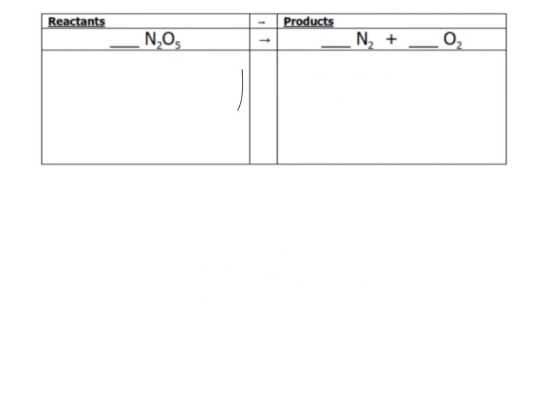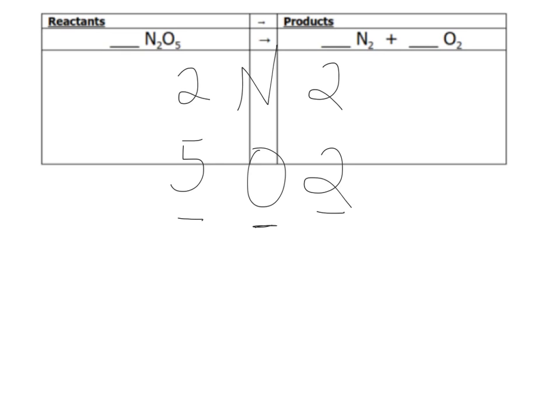In the next example, we only have N and O. Reactants, our subscripts are 2 and 5. Products, 2 and 2. So we're going to work on O first because the reactants have 5 and the products have 2. The only way to get that to balance is to get 10 on each side. So we are going to put a 5 in front of O2, and that is now 10.